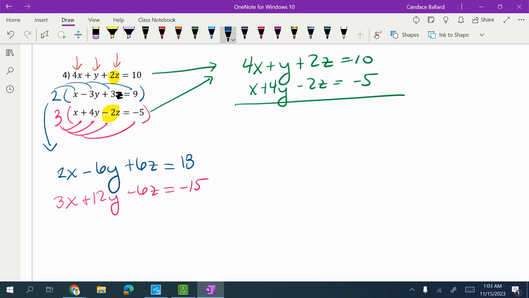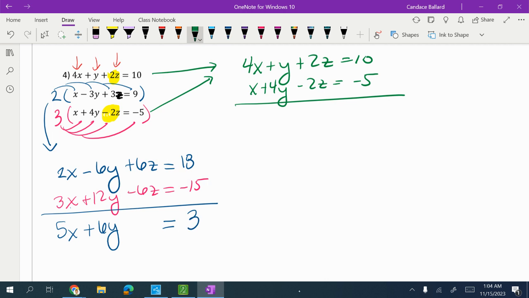And then we would add those up. So I'm going to go ahead and eliminate these, and we'll eliminate our green pair. Elimination means I'm going to hopefully get rid of one of my variables and get it down to a system of 2. I'm just adding the columns. So 2x plus 3x is 5x. Negative 6y plus 12y is positive 6y. The z's cancel like we set up, so I'm not going to write it down. And then 18 and negative 15 is positive 3.